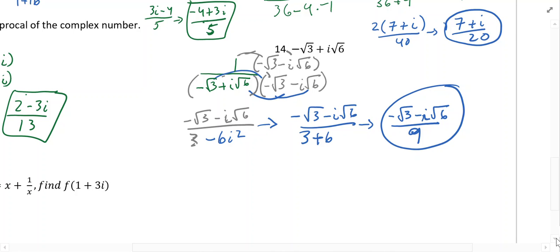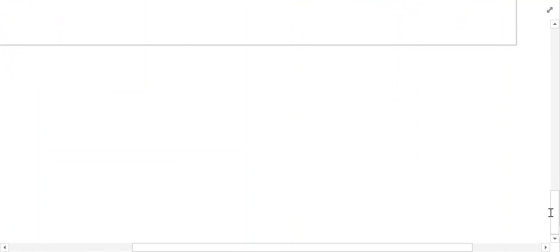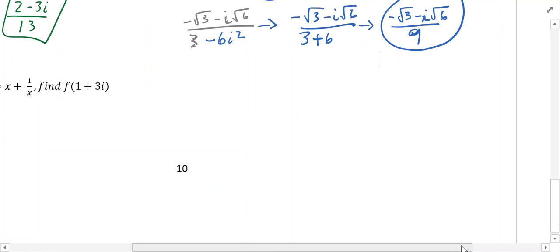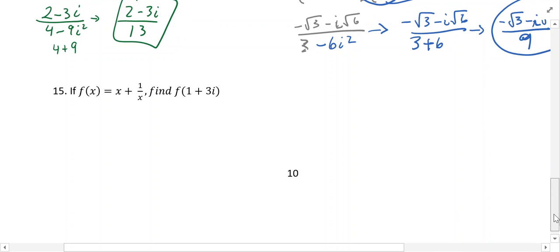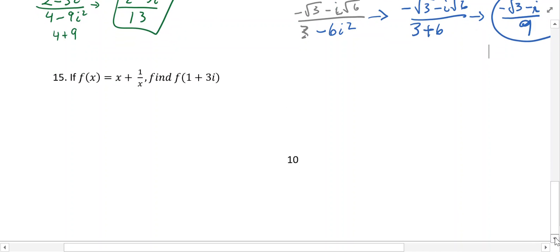Okay, so let's go ahead and go to our last problem. For this one, if f of x equals x plus 1 over x, we want to find f of 1 plus 3i. So we need to rewrite f of 1 plus 3i. So that's what we're finding. So equals, wherever we see an x, we're going to plug in 1 plus 3i. So we have 1 plus 3i plus 1 over 1 plus 3i.